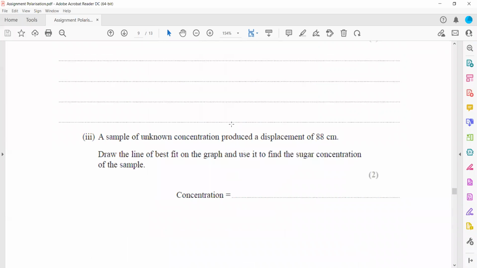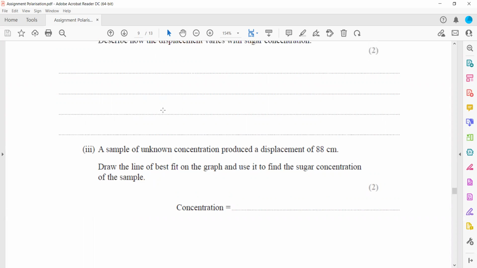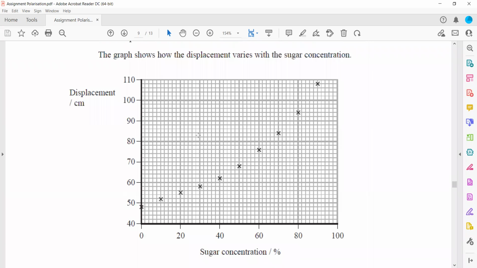Then a sample of unknown concentration produces a displacement of 88. Draw a line of best fit on the graph and use it to find the sugar concentration. So what we will do, we'll complete this. The line of best fit can be a curve. It's not necessarily a straight line. So we join these points with a freehand drawing. And when it is 88, what is the concentration of the sugar?